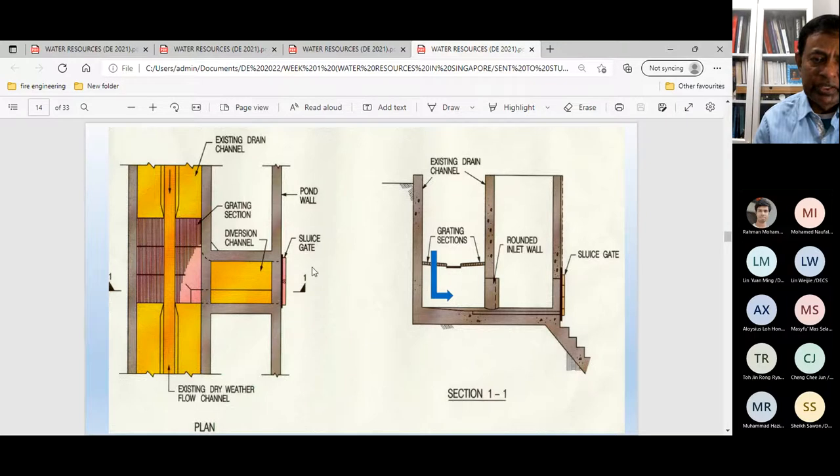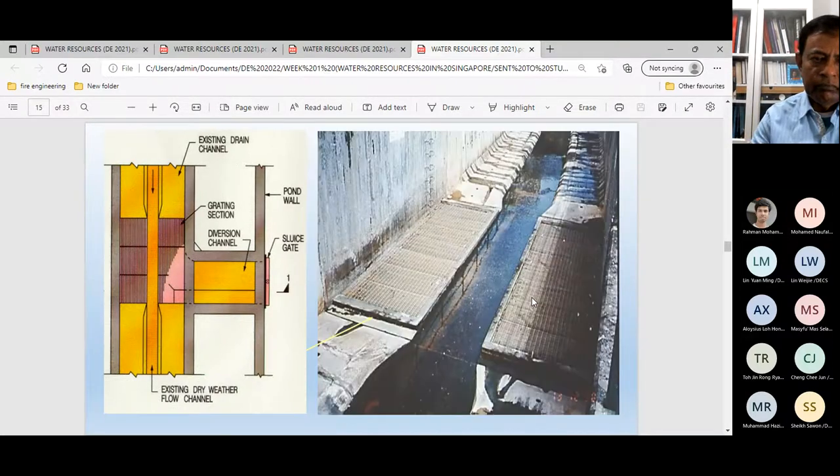If you look at the cross section, these are the gratings, and when the water level goes up during the rainy season, the water will go through the gratings and divert into the diversion channel in this manner. So where can you see this type of pond? This is a typical diversion channel, with gratings on both sides. The water flowing through the dry weather flow channel is not diverted.